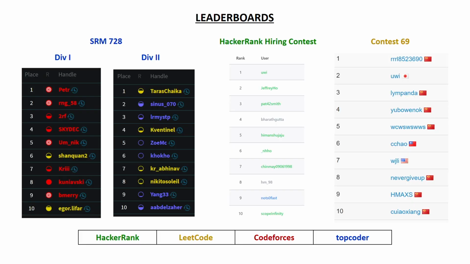Taking a look at the leaderboards, we had some top-ranked users finishing in top positions. In SRM 728, we had Petra and RNG_58 taking the top two positions. Those two are the 2015 and 2016 TCO champions, respectively. And in our HackerRank and LeetCode contests, Yui took the top spot in the HackerRank contest and came in second in the LeetCode contest, being dethroned by RRRL 8523690.